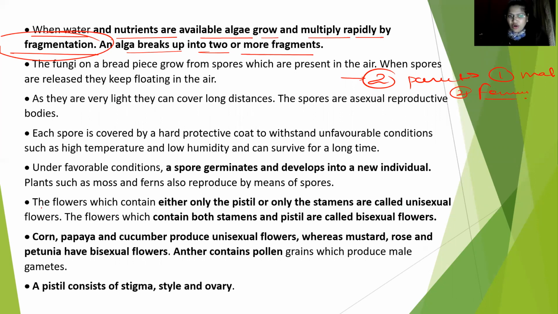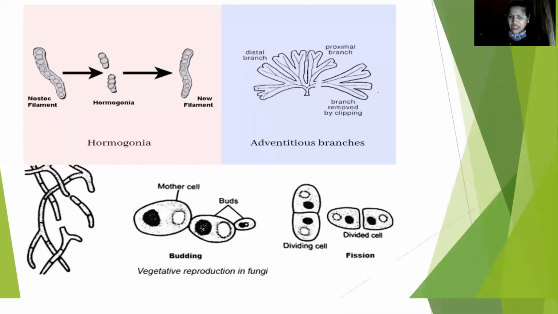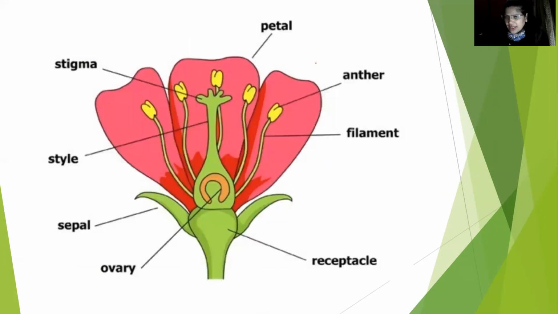If on the flower either only the pistil or only the stamens are present, this is called a unisexual flower. And if both the stamen and the pistil are present on a single flower, this is called a bisexual flower. What is the meaning of unisexual and bisexual? On a single flower, if you find only a stamen or only a pistil, this is called unisexual. And if we find both of the parts, this is called bisexual.